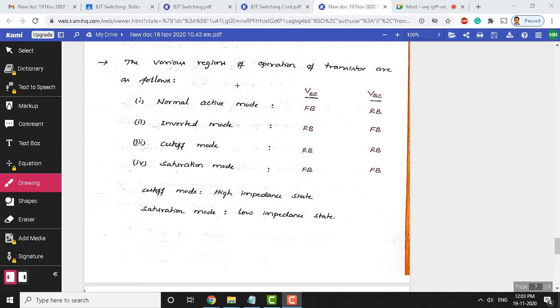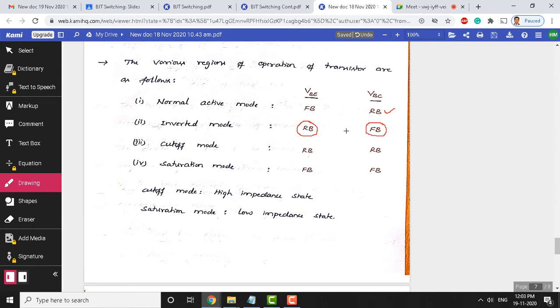So, the various regions of operation of transistors are as shown here. The first one would be the normal active mode, where we maintain forward bias for the base emitter junction, and we maintain reverse bias in the collector emitter junction. This mode is called as a forward active mode. Inverted mode is just opposite of this. Okay, so where we maintain reverse bias for the emitter base junction and forward bias for the collector base junction.